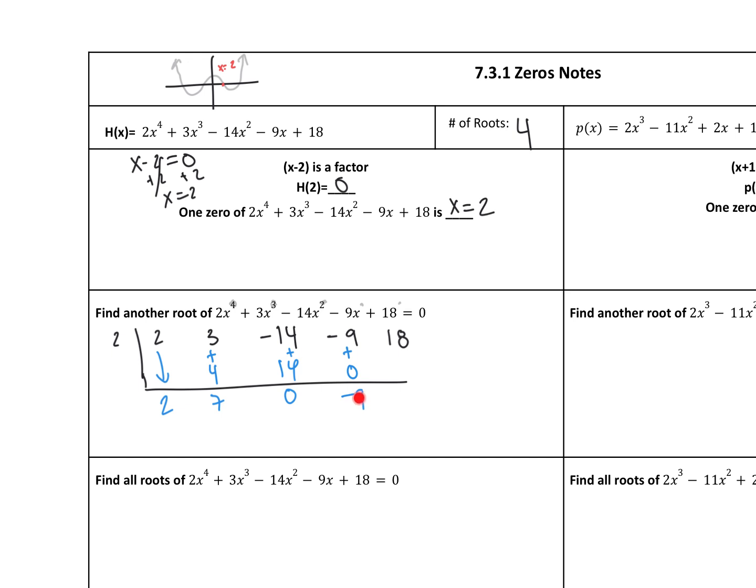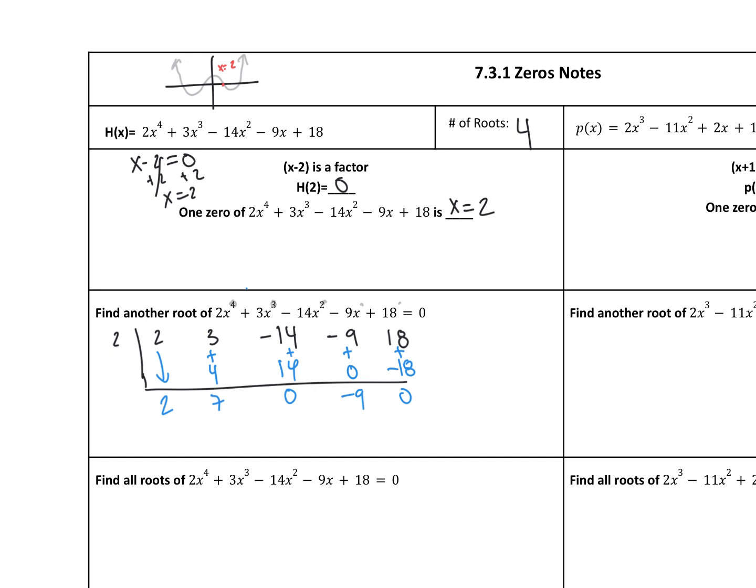Negative 9 is on the outside. Outside, we multiply with the house number. That's going to be negative 18. And then we're going to add straight down one more time. That gives me a 0. So again, this proves that because my remainder is 0, x minus 2 is a factor, kind of like when you divide 6 by 2. You get a remainder of 0 because 2 is a factor.